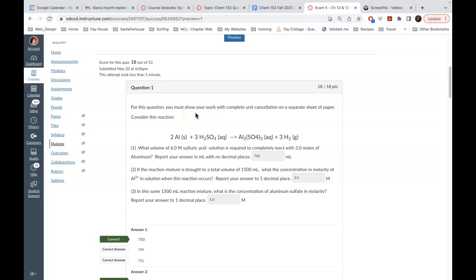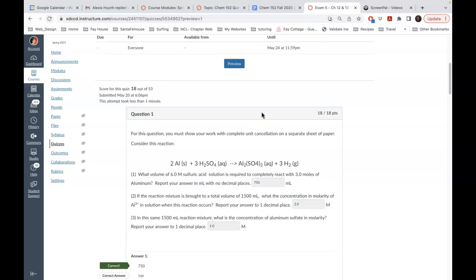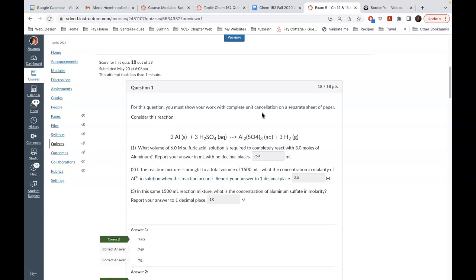Okay, I got a request to solve this problem here. This is practice exam 5, question number 1, and the question asks, you have this reaction between aluminum and sulfuric acid, and it creates aluminum sulfate and hydrogen gas. If you have 6 molar sulfuric acid, what volume of it will you need to completely react with 3 moles of aluminum?